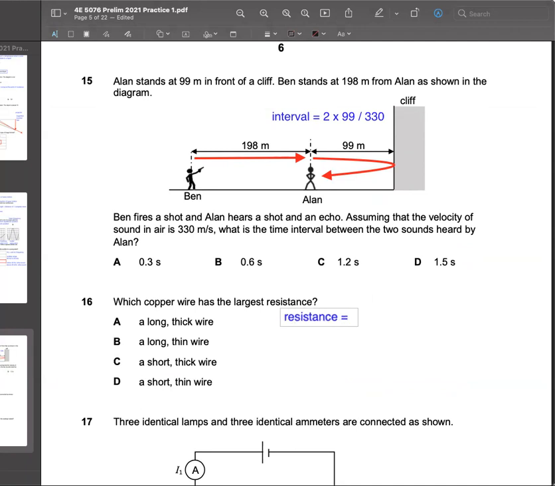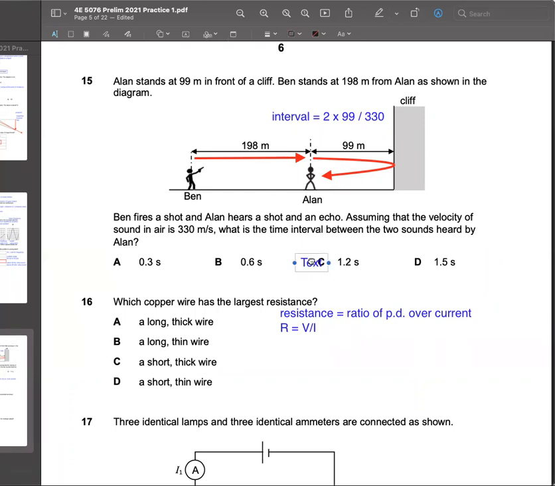Define resistance. Resistance is the ratio of potential difference over current. It's really just stating a formula. In this case, R equals V over I. So if you're asked to define resistance, it's V divided by I. But of course, don't write V over I. You have to say PD over current.